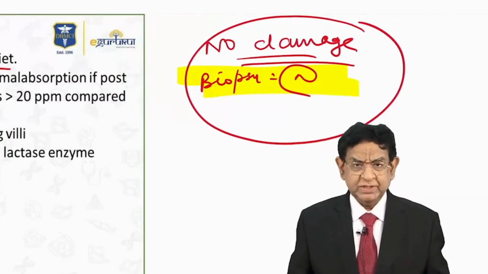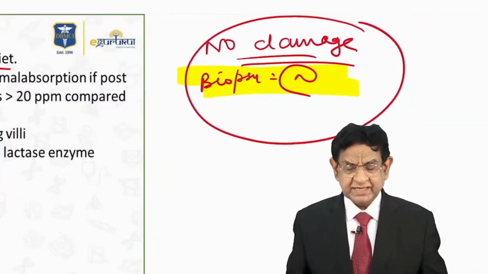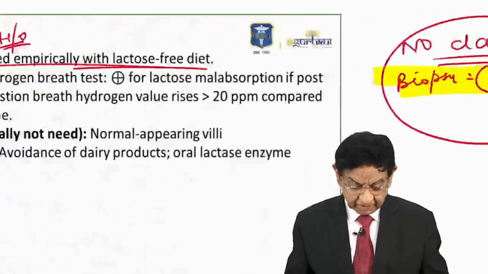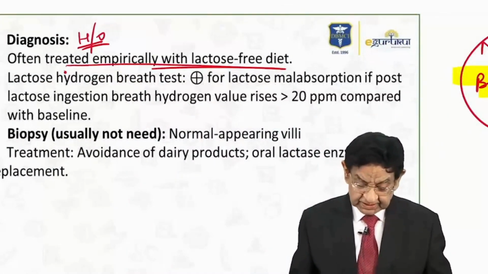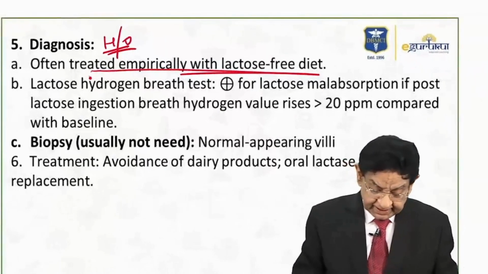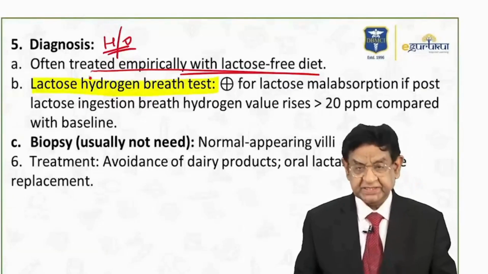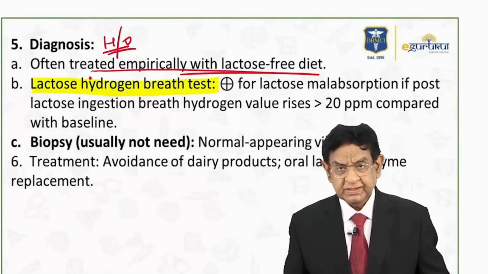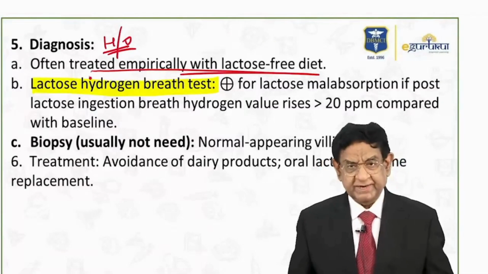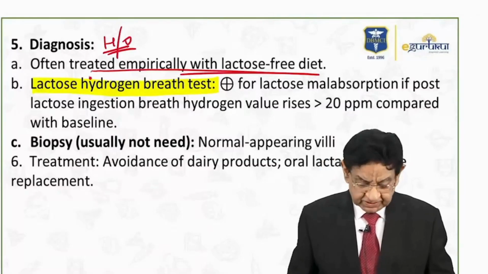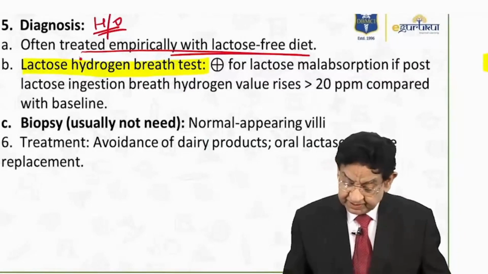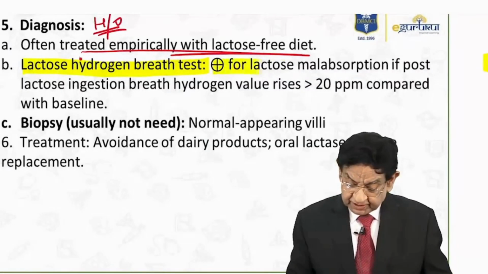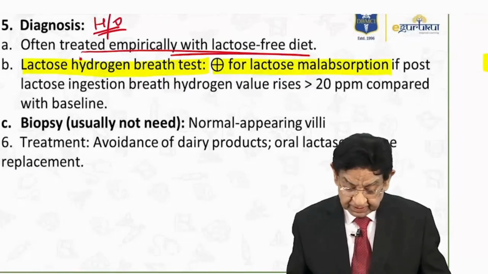Most of the time students say that it's an atrophy of this, that, nothing, there's no atrophy, biopsy normal. Otherwise you can go for the lactose hydrogen breath test. Usually not done, but for completeness, for the exam point of view, what is done? It is positive for lactose malabsorption. Okay.